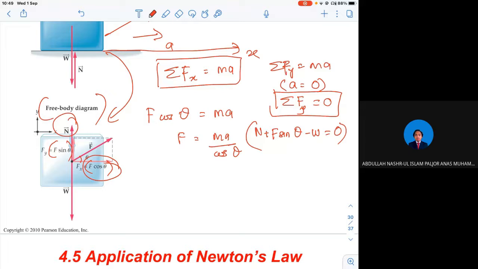Any questions? Easy. No problem after that. But you need to know how to write down the equations involved when you have a free body diagram.